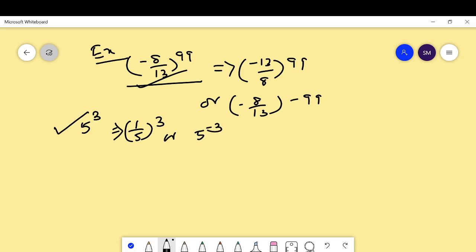Then next, some more properties. Here another property says, suppose you have the same base, x to the power a into x to the power b. When the base is the same, in case of multiplication, the exponents get added. This is equal to x to the power a plus b.